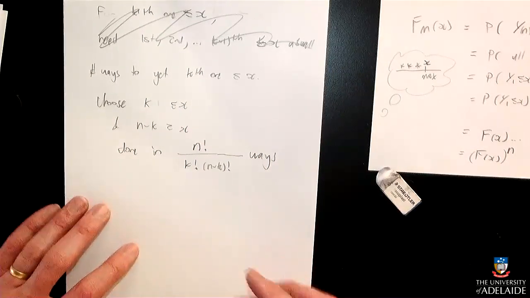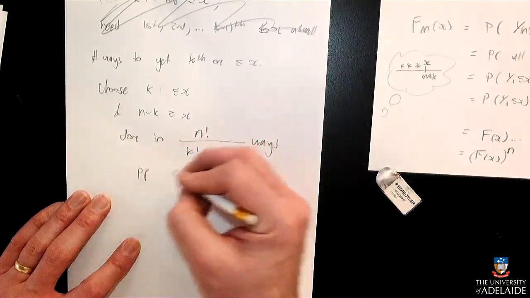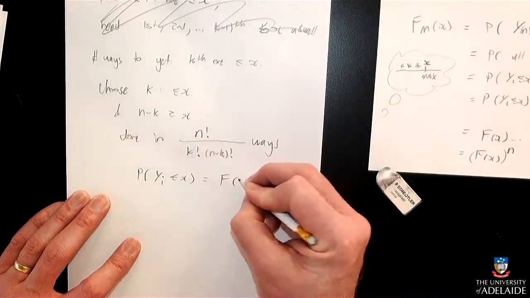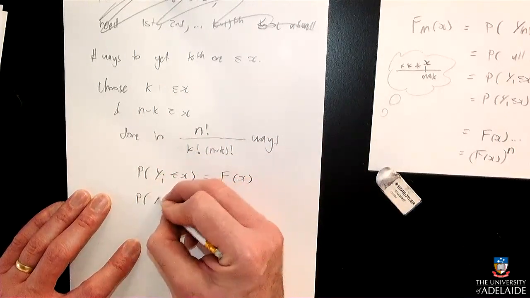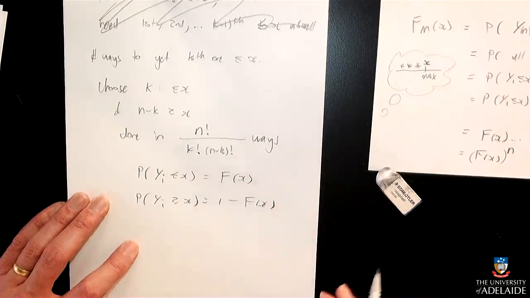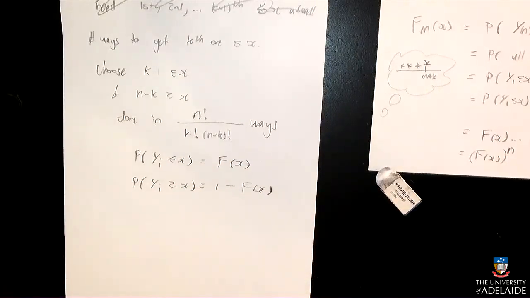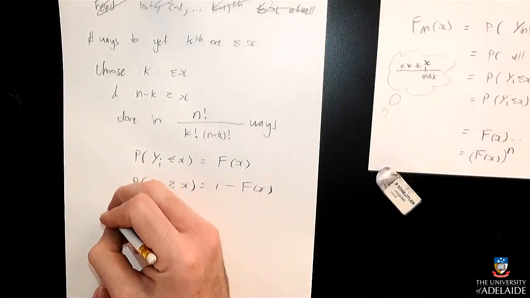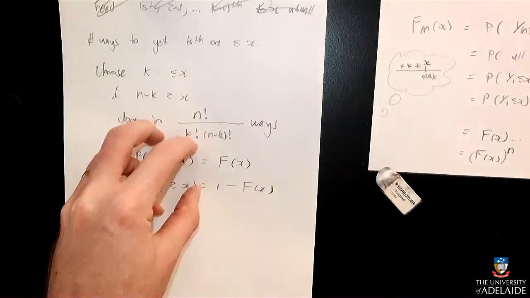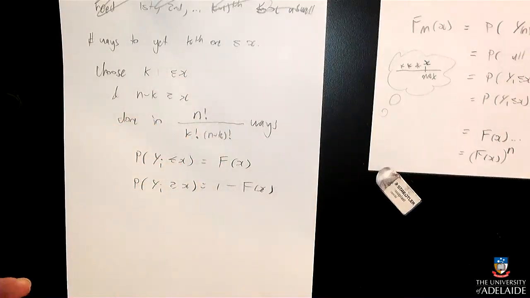So, the probability that yi is less than or equal to x is capital F of x. The probability that yi is greater than or equal to x is 1 minus F of x. And so then I get the probabilities add up, right? You've got this many ways to get these probabilities, and you just multiply them all together to get what you want.